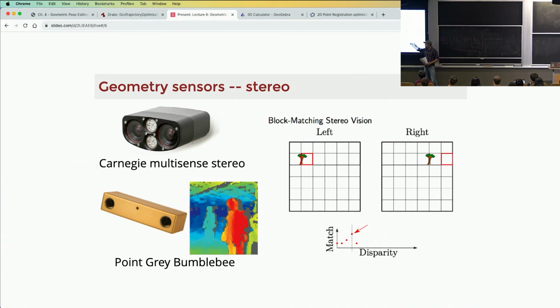This is the Carnegie Robotics MultiSense, actually the head that we carried around in Atlas the entire time. You'll see Bumblebee, Point Grey's Bumblebee. There's a lot of systems that are doing it like that. Okay, let me go through the first round first.